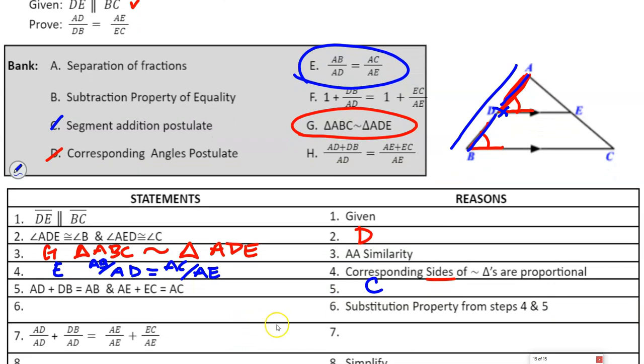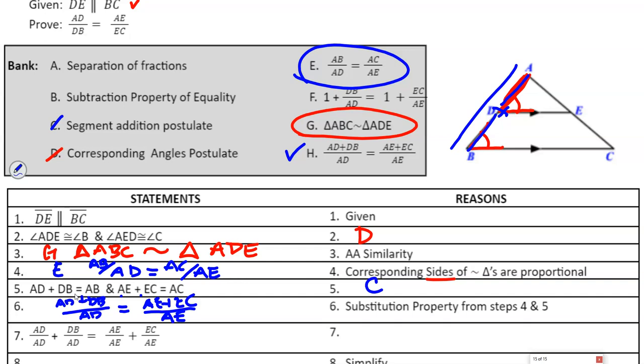Then it says the substitution property from steps 4 and 5, okay? So if we look at steps 4 and 5, AB over AD. So what is AB equal to now? It's AD and DB, right? So that's got to be H right here. Y'all see that? So we're going to write that AD plus DB is over AD, right? And that's going to be equal to our AE plus EC over our AE, right? Okay.